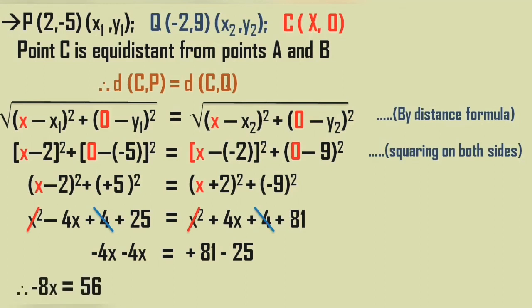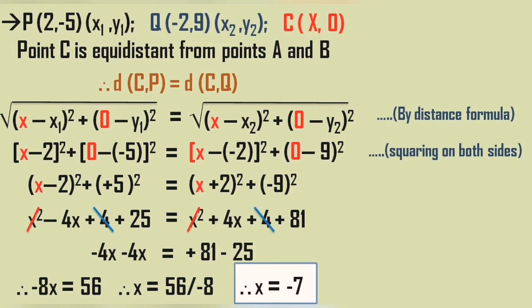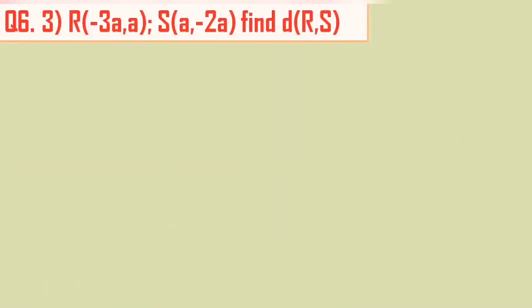As a result we have negative 8x equal to 56, and after carrying out the operation we know the division will take place, and that gives us the answer x equal to negative 7, and hence we can say the coordinates of that point which is equidistant from P and Q is nothing but negative 7 and 0. I hope you understood. This is like a revision for you all because the same question was done previously in the exercise. Let's move on with the next question.